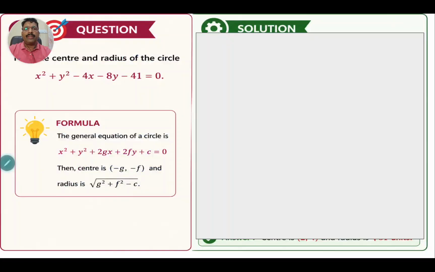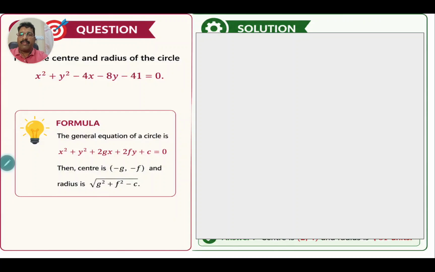After that, next we will see 2 marks questions which were given in previous examinations and are also important for our coming examination IPE 2027. Find the center and radius of the circle x square plus y square minus 4x minus 8y minus 41 equal to 0. The general equation of the circle is x square plus y square plus 2gx plus 2fy plus c equals 0, center minus g comma minus f and radius under root g square plus f square minus c.